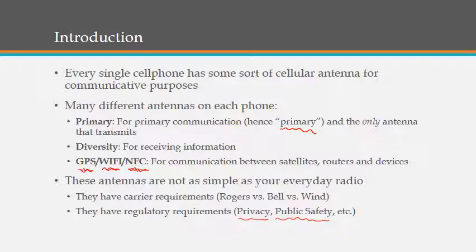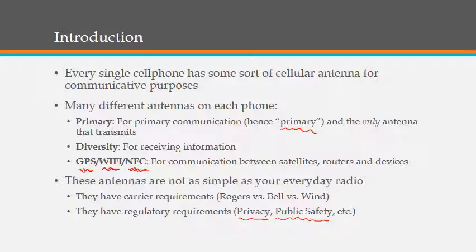So the primary antenna is for primary communication, so like talking and things like that, hence the word primary. And it's the only antenna that transmits. There's also a diversity antenna which receives information, a GPS, Wi-Fi, and NFC antennas for communication with satellites, like a GPS, for routers, for Wi-Fi, and for other devices like Bluetooth with NFC.